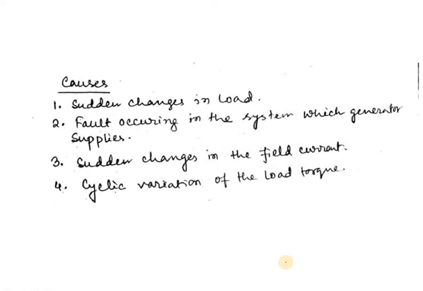So first, sudden changes in load. Second, a fault occurring in the system with generator supplies. Third, sudden changes in the field current. Fourth, cyclic variation of the load torque. Any of the four causes will create hunting in the rotor. So whatever the situation may be, the rotor will start oscillating and it will create the hunting phenomenon. Any of these causes can be the reason for creating hunting in a synchronous machine.